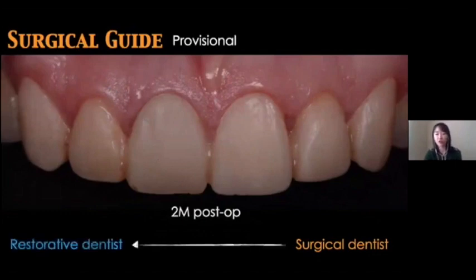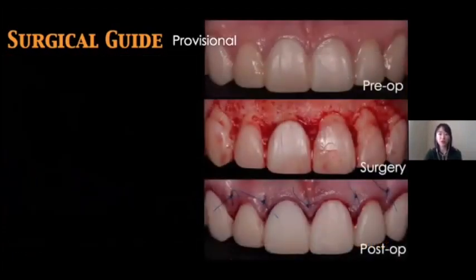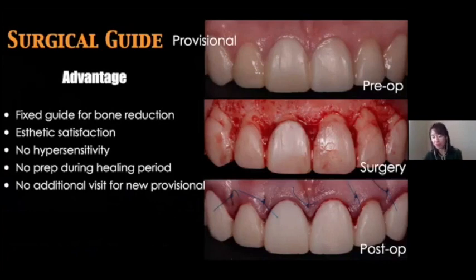After 2 months post-op, there's no delayed healing. Everything looks fine. You refer this patient back to the restorative dentist if these are two different dentists, or you can start thinking about the final restoration. As you can see here, in the pre-op, surgery, and post-op, the patient didn't have to go through any hypersensitivity or non-aesthetic phase. So basically the advantage of the fixed guide is that you can use it easily for bone reduction, and it has aesthetic satisfaction.